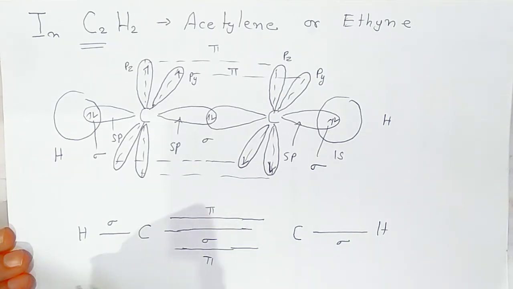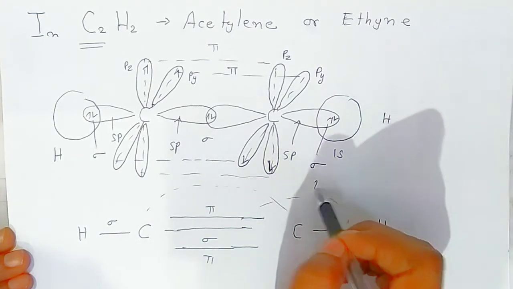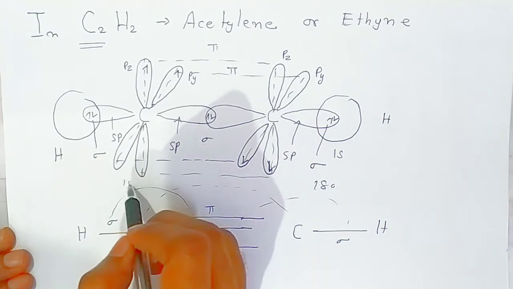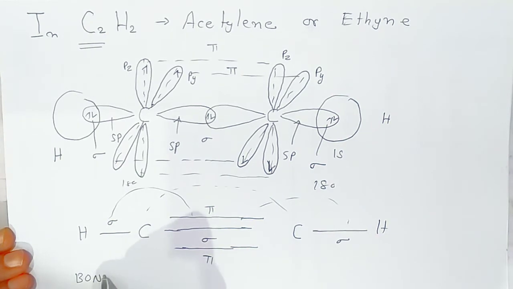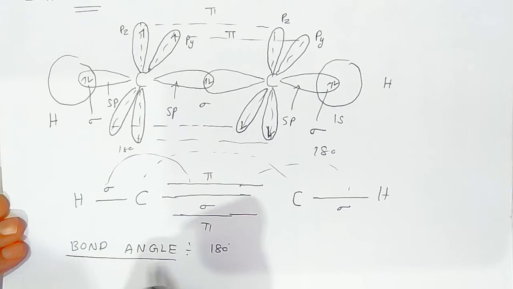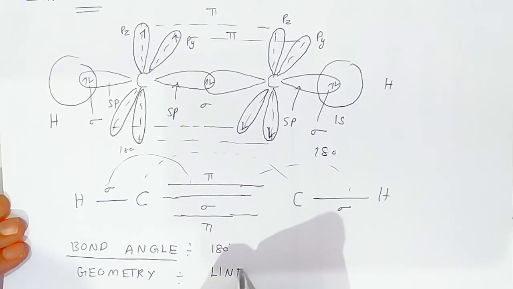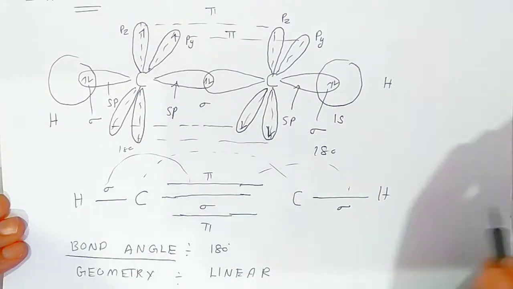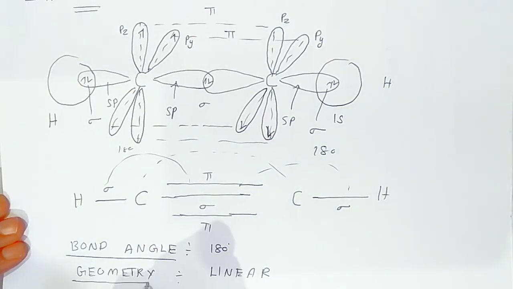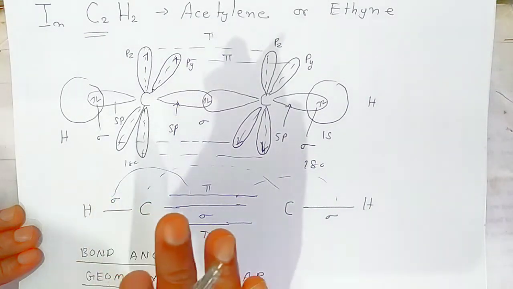Okay students, what will be the bond angle? When you see, the bond angle is 180 degrees. When you see the geometry, how is it looking? It has linear geometry. So which type of geometry does the structure have? Linear geometry. They are present on one line. So we can say it has linear geometry. So this way students, you can explain the sp hybridization in acetylene molecules.